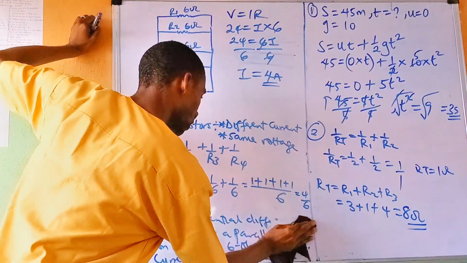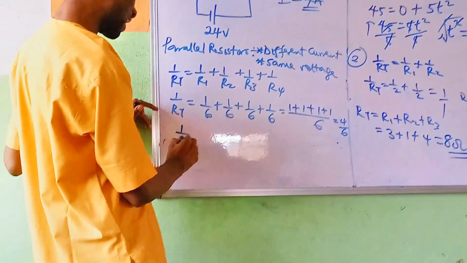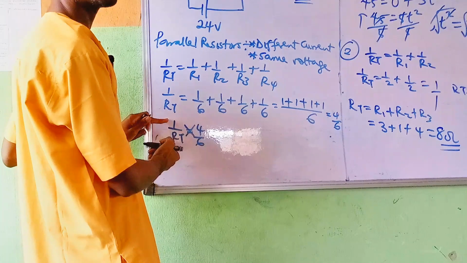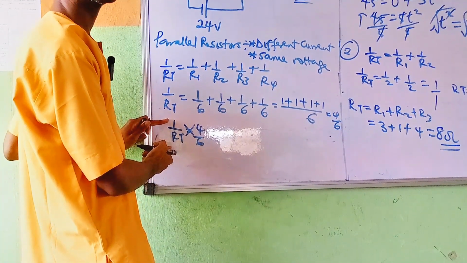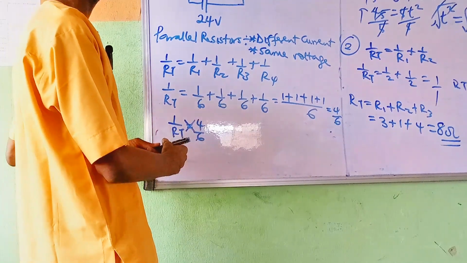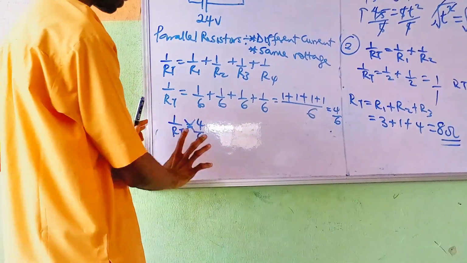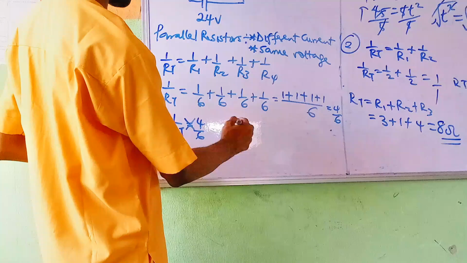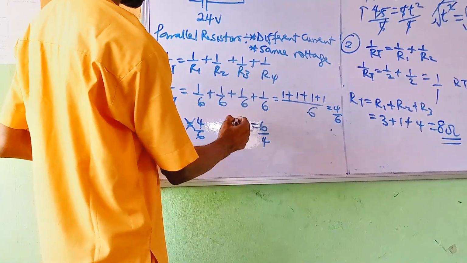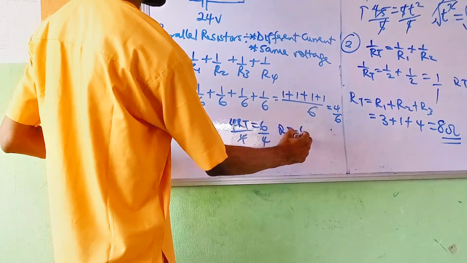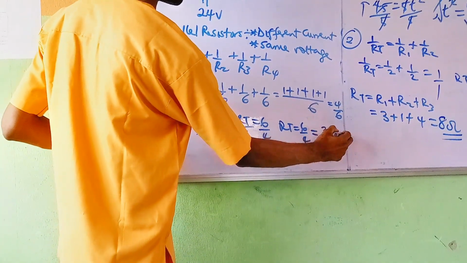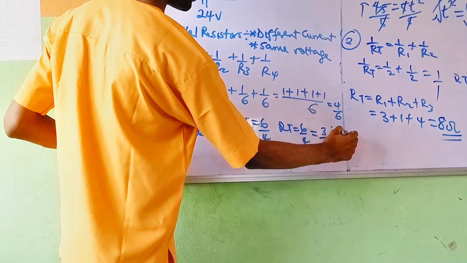So the next thing you want to do, if your 1 over RT equals 4 over 6, you can cross multiply or directly take the inverse. The inverse of 1 over RT will be RT. So this comes down, this goes down. So that means my RT will be 6 over 4. But so as not to get confused, if you cross multiply, you have 4 RT equals 6. So you divide both sides by 4. So your RT is 6 over 4. 2 here 3, 2 here 2. And that is 1.5. So 1.5 ohms.